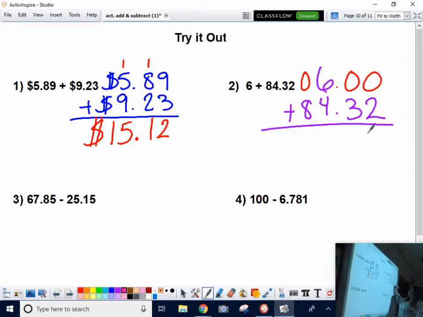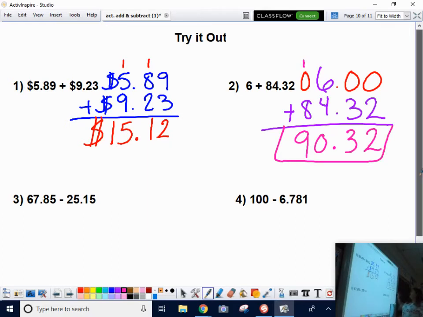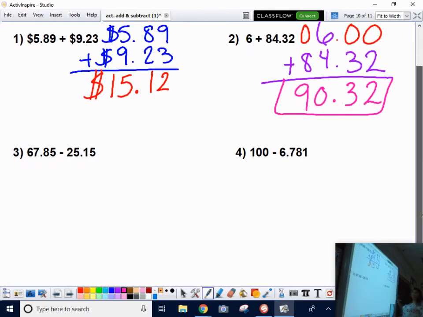So 0 and 2. I'll bring that decimal down. 0 plus 2 is 2. 0 plus 3 is 3. 6 and 4, 10. Carry your 1. And 8 plus 1 is 9. The answer there should have been 90 and 32 hundredths. Okay? So hopefully all did good on those 2. Let's move on to the next one.